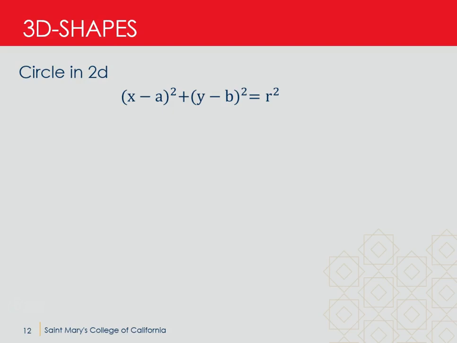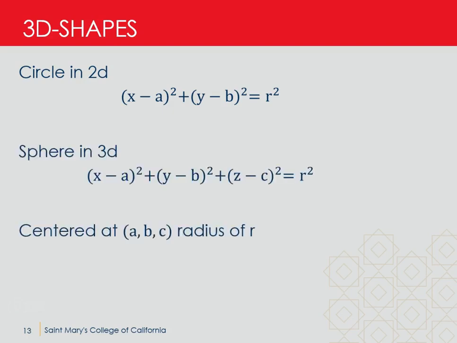Okay, so just like we have 2D shapes, we can have 3D shapes. So again, looking back at something in 2D, hopefully kind of familiar, a circle in 2 dimensions. We sometimes write it as y equals the square root of, but the more general form is this. So we have x squared plus y squared equals r squared, or (x minus a) squared plus (y minus b) squared equals r squared. So this would be a circle of radius r centered at (a, b).